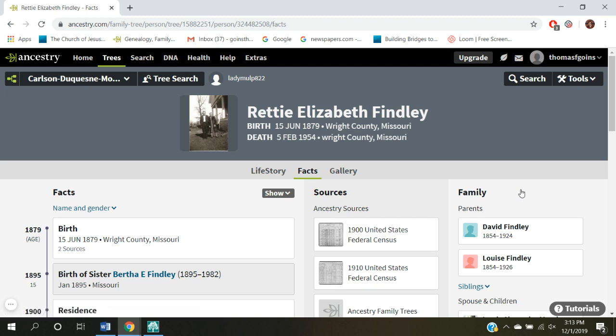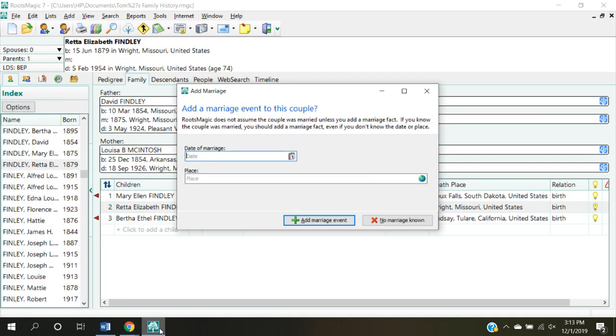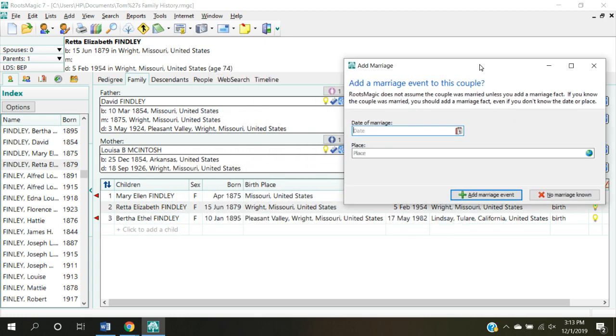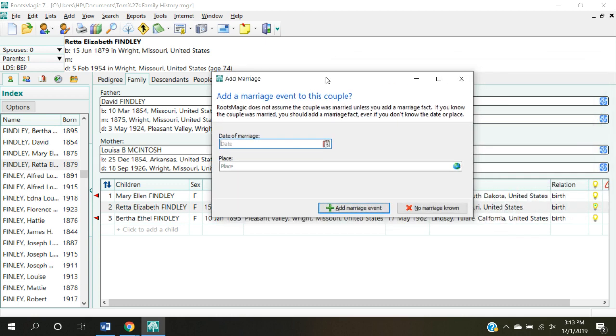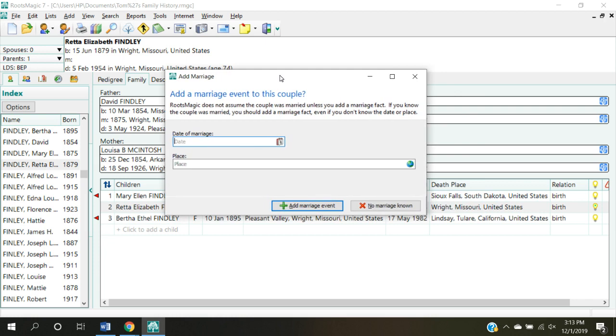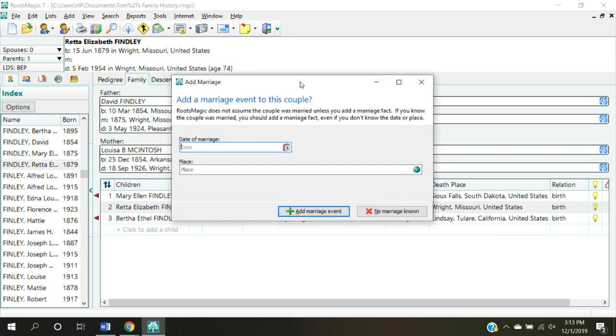I know that her true legal name is Retta Elizabeth, so I put Retta in the tree here, my family tree and pedigree and family group sheets. That's what I put her in as. Now that I put her husband's information in, it's asking me to add the marriage event to this couple. And it won't complete adding her husband, Louis Alexander, until I do that, or until I click on one of these.